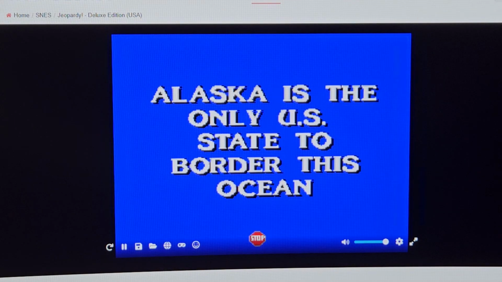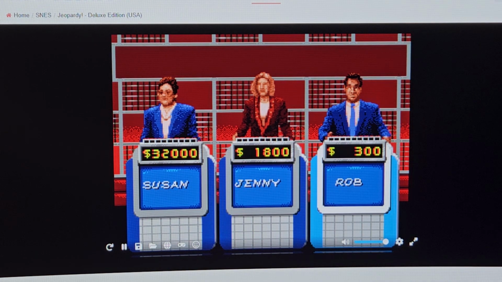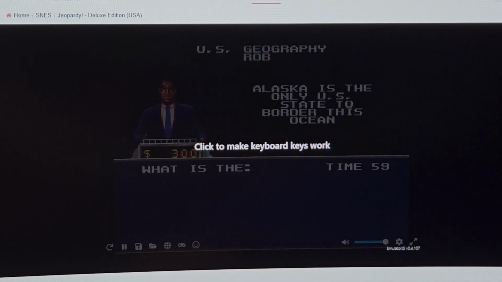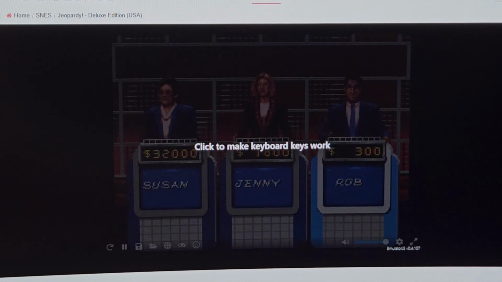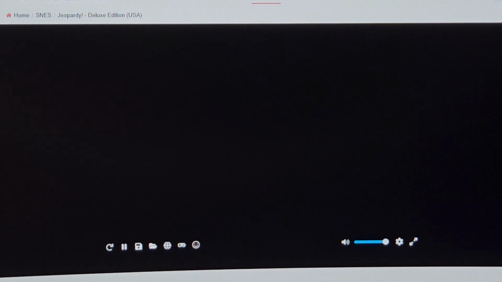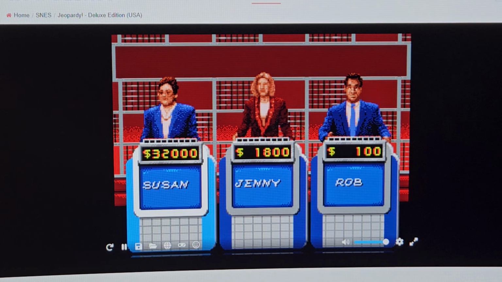U.S. geography for 200. The answer is: Alaska is the only state to border this ocean. Rob says, what is... Oh, he doesn't know it. You know what? I'll try it. What is the Arctic Ocean?